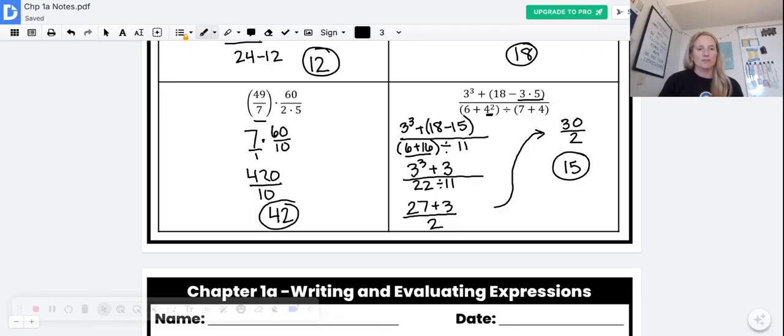And in the next video, you will find the notes for evaluating expressions where you have to plug in the values for the variables first. So very similar, but one extra step to get the problem started.